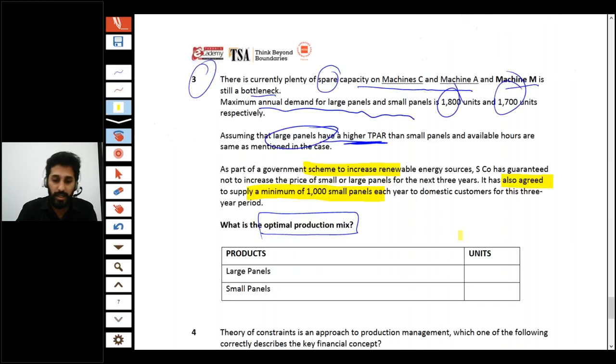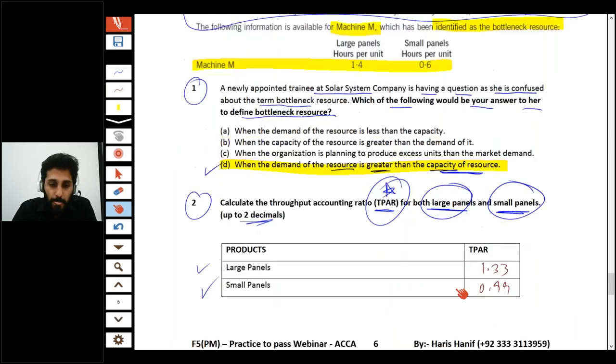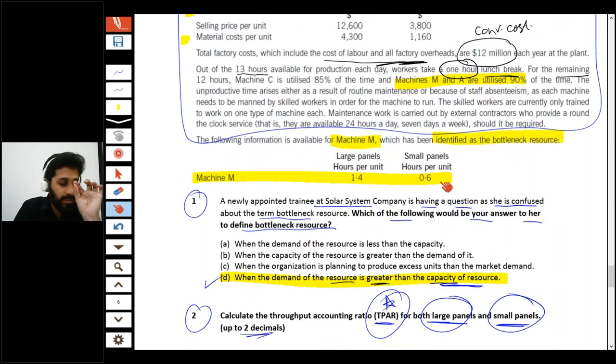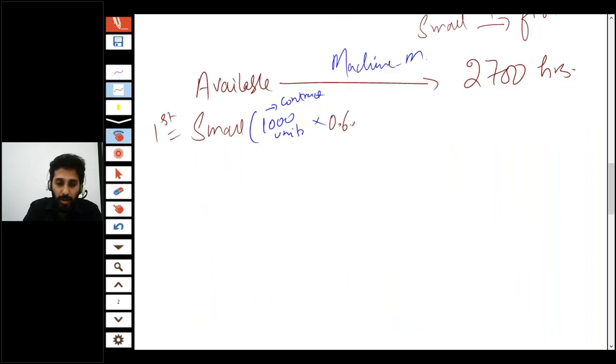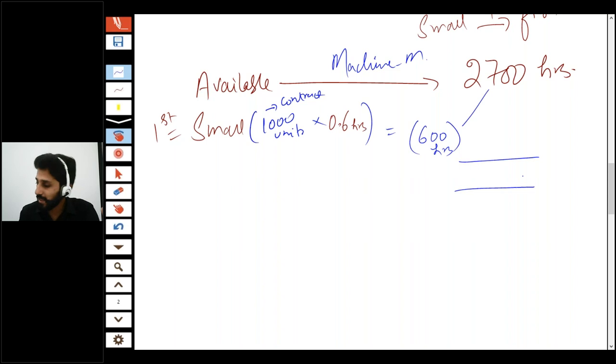And from the question, it is straightforward that to make one unit takes 0.6 hours. Remember that we need to focus on the bottleneck, that is 0.6. So here you should multiply with 0.6 hours. Out of 2700, 1,000 into 0.6, that is 600 hours that will be used by product small, and the remaining hours are 2100.